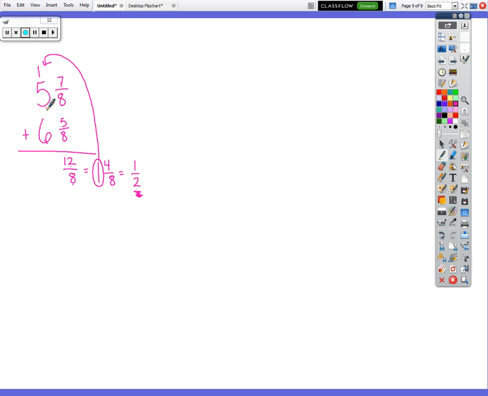6 plus 5 is 11, plus 1 is 12. So my new answer is 12. Grab that fraction, and 1/2. So 5 7/8 plus 6 5/8 equals 12 1/2. Okay, I'm going to have you try one on your own and see how you do.